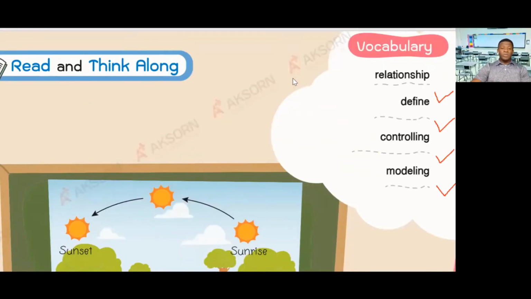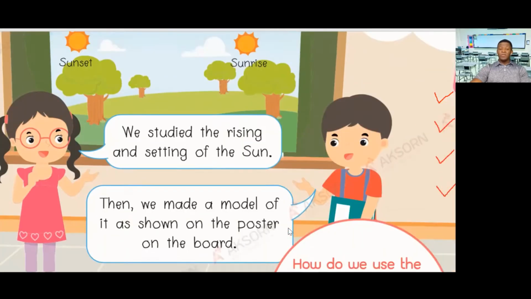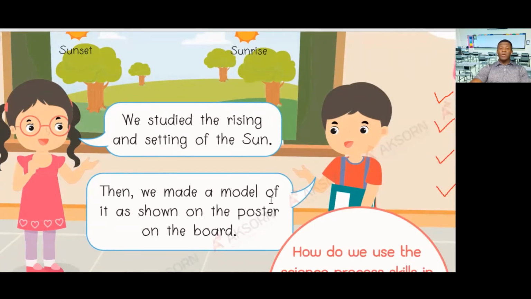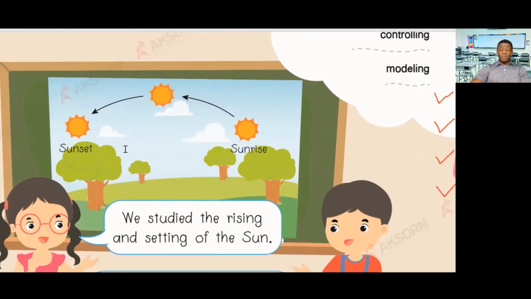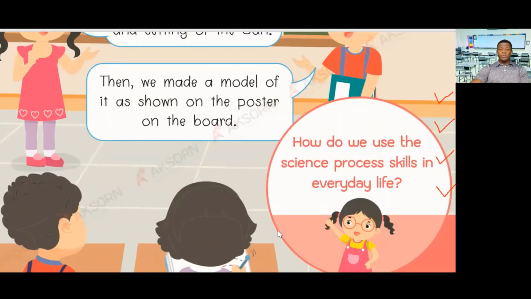Now, let's take a look at this. We can see the picture of the sun rising, and sunset. We studied the rising and the setting of the sun. Then we made a model of it as shown on the poster on the board. This is a scientific process. How do we use the science process skills in everyday life?